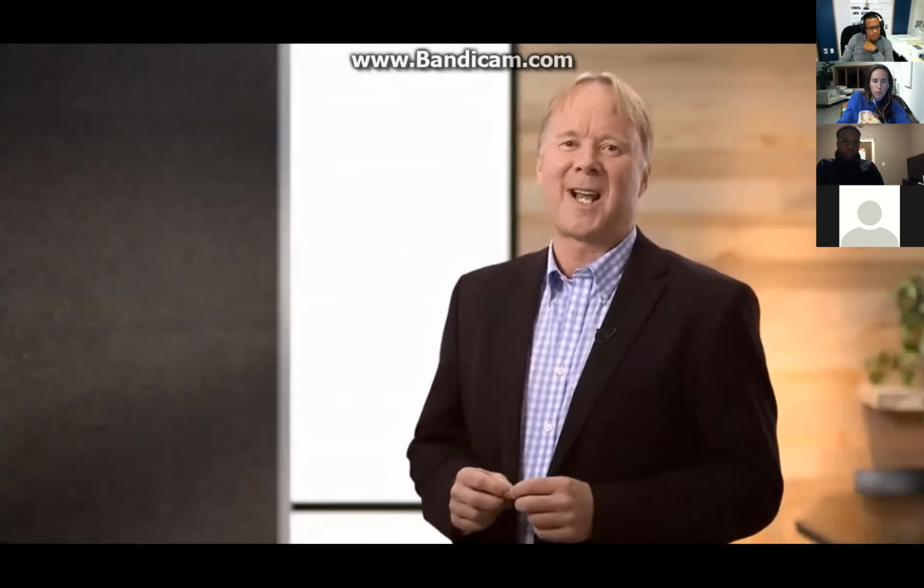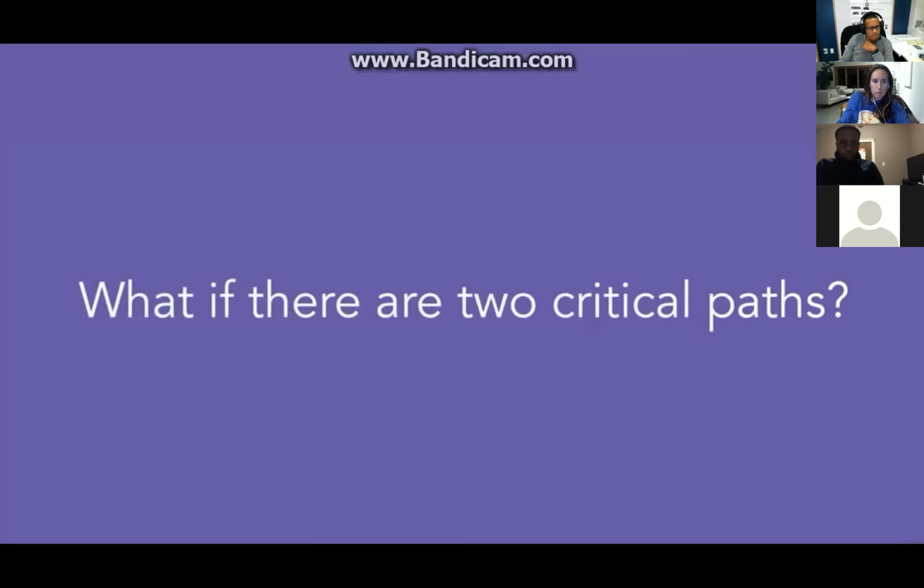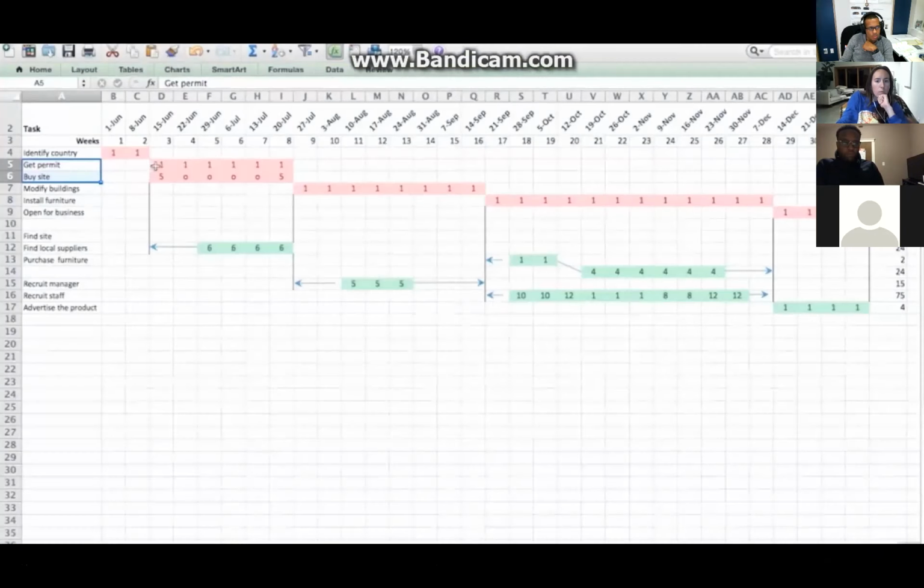Next, I want to explain a few minor complications that can happen when you're finding and drawing your critical path. For a start, what if there are 2 critical paths? This happens when you have 2 equal longest paths through your network diagram, 2 tasks or rows of tasks that take the same time. And the answer is, it's easy.